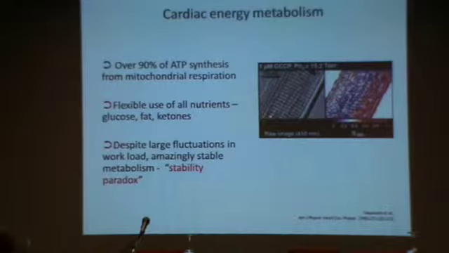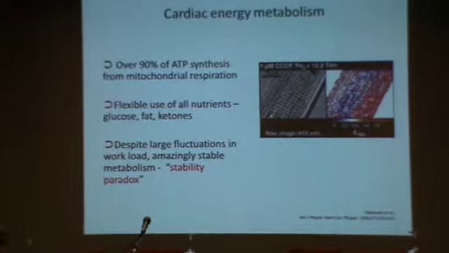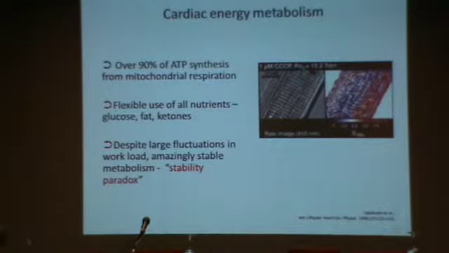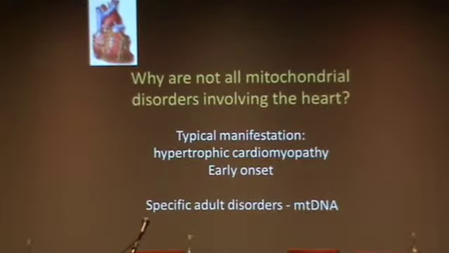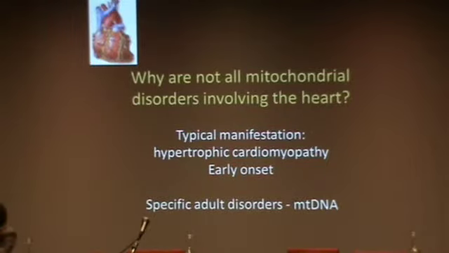So, as I said, the heart uses a lot of energy. It's the only organ that all the time uses all kinds of nutrients, the fats, the glucose, the ketone bodies, because it's pumping all the time. And despite huge fluctuation in the requirement of energy, its energy metabolism still is kept very stable, which is pretty peculiar. So why don't we have cardiomyopathy in all mitochondrial disorders? I think it's a very interesting question.